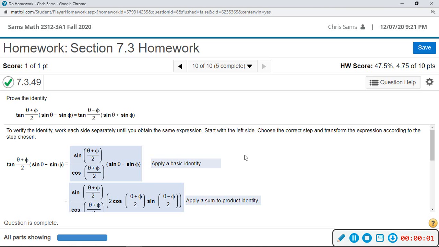All right, number 10. I'm not going to actually have you do this one, but I wanted you to see it. This one is not a traditional proof, but it wants us to prove the identity, and it says to verify, you're going to work each side separately so you obtain the same expression. So normally when you do a proof, you work on the left and get it to equal the right, or vice versa. You can start on the right and get it to equal the left. But this one wants you to work on both and arrive at the same result.